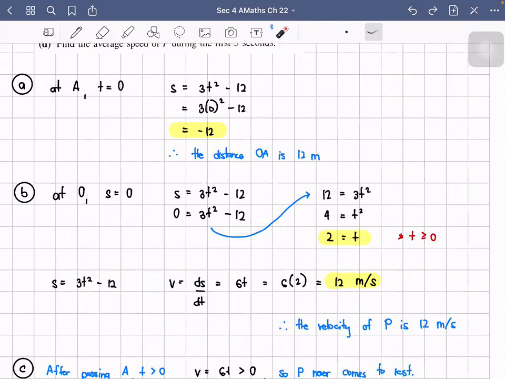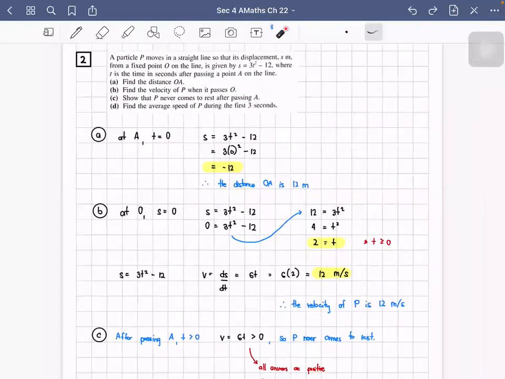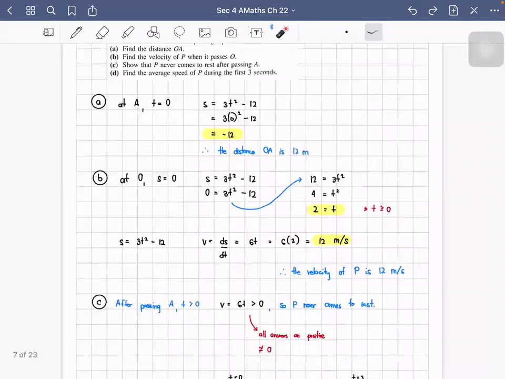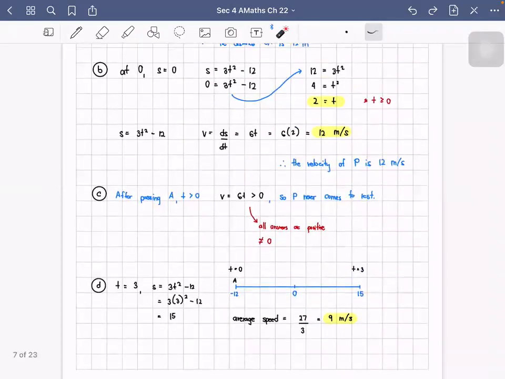So if time is 2 seconds, just plug in 2 here. So 6 times 2 is 12 meters per second. So this is your velocity. The velocity of P is 12 meters per second. Okay, so we have the distance from letter A, we have the velocity from letter B. Now let's go with letter C.